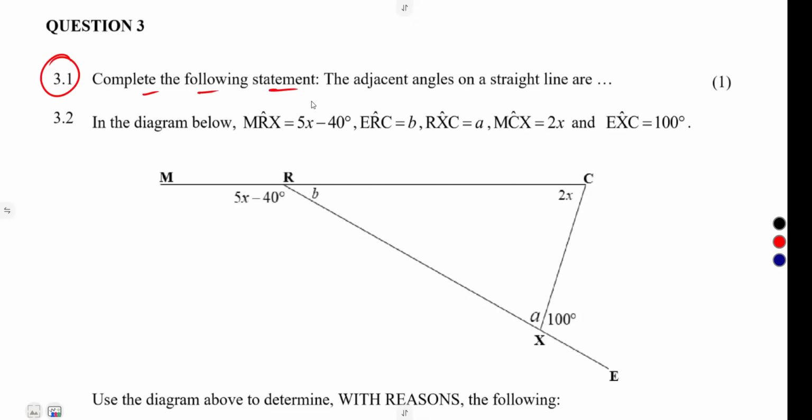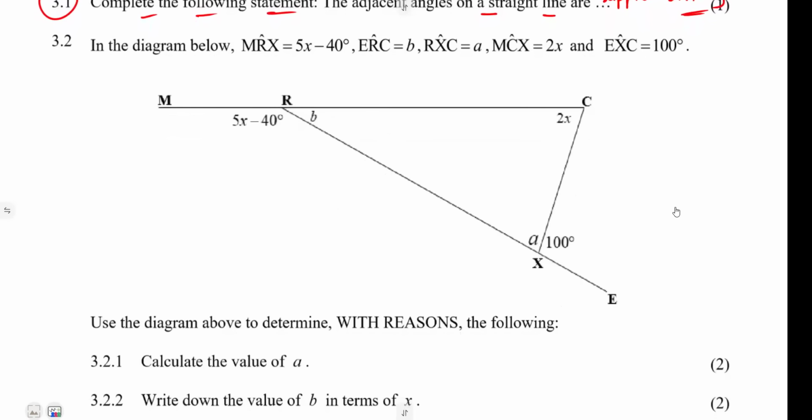3.1, complete the following statement. The adjacent angles on a straight line, adjacent angles like this. On a straight line, they are what? They are supplementary. They add up to 180 degrees. Remember that. They are supplementary. Those are adjacent angles on a straight line. They are supplementary. They add up to 180 degrees.